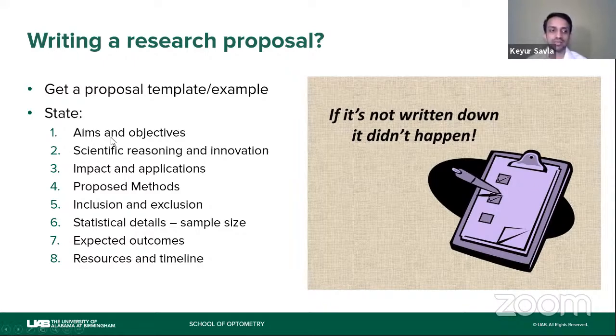These are some things that will be there, and not always, but yeah: probably aims and objectives, scientific reasoning and innovation. So what is your goal? That is the first thing. What is your scientific reasoning? Why do you want to do this? Impact and application, how this will help the world out there. What can you do once you found out the answer? Proposed methods, who is your population, etc. Sometimes it can be renamed as inclusion exclusion criteria as well, but they really want to know proposed methods as to how you're going to do this.